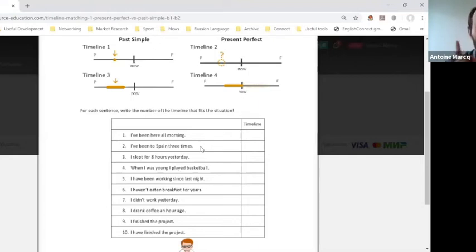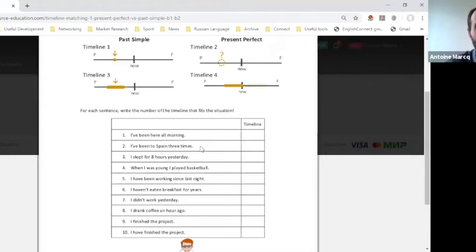I find it important to show timeline 3 to students so that they don't overuse past continuous for everything they think is long, because there's no point in using past continuous in these cases. When I was young, I played basketball. When I was young. Timeline 3. I've been working since last night. Timeline 4. Started in the past, continues now.